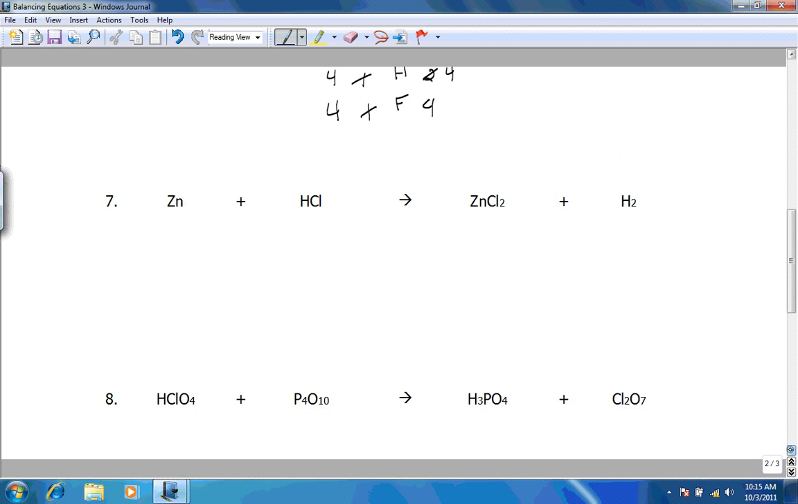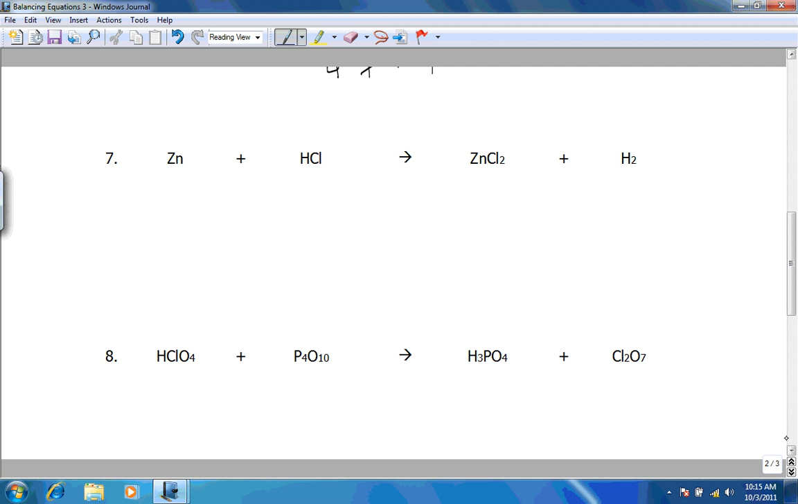Alright, so the next one we have zinc, hydrogen, and chlorine. We have 1 zinc on the left and 1 zinc on the right. 1 hydrogen on the left, we have 2 hydrogens on the right, 1 chlorine on the left, and 2 chlorines on the right. Zincs are balanced.